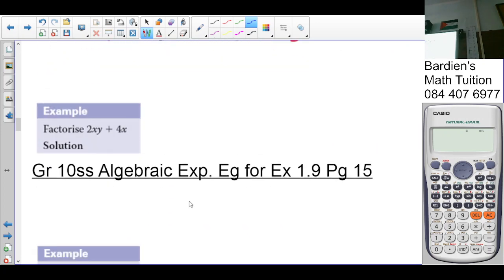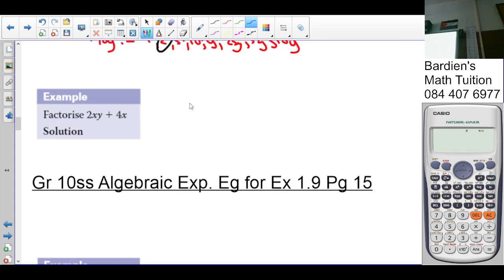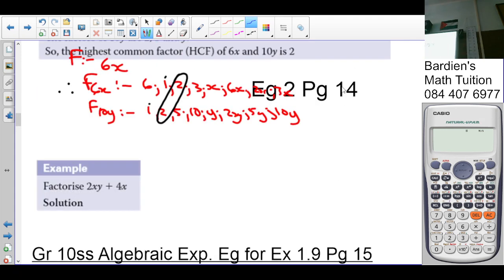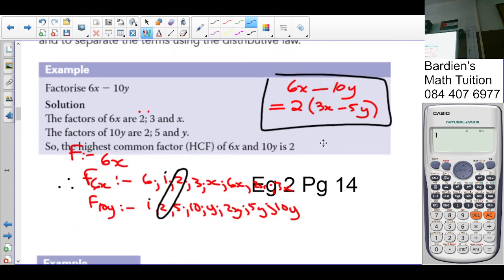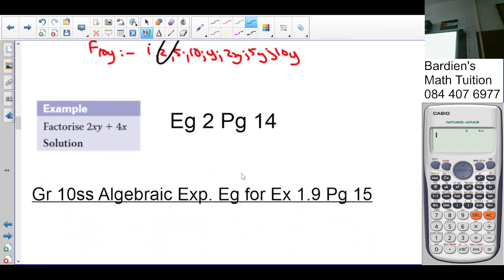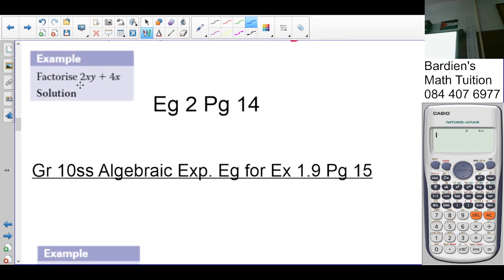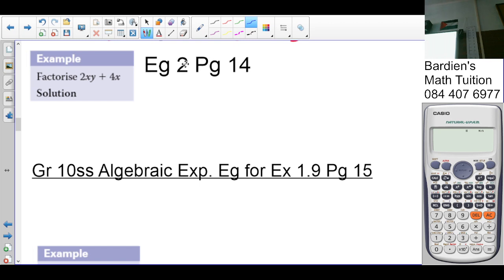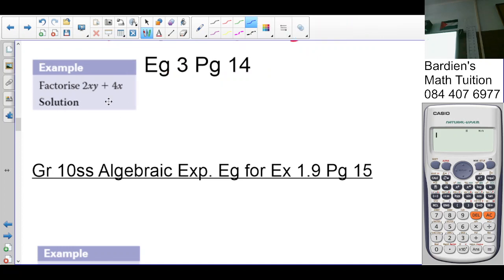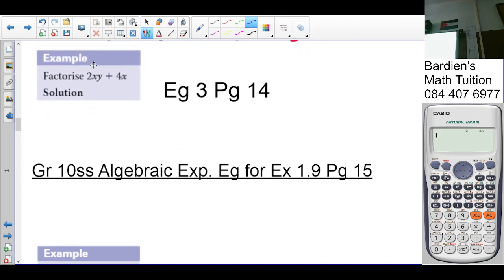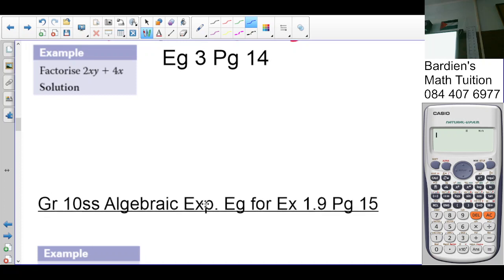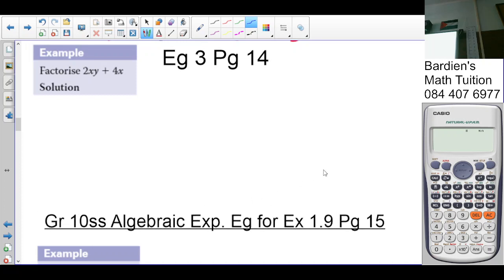So let's look at this example. Which page is this example on? Also page 14. It's not named example 3 and so on, I just name it myself. So example 3 on page 14. The question says to factorize. So what is common here? 2x is common. Your common factor.